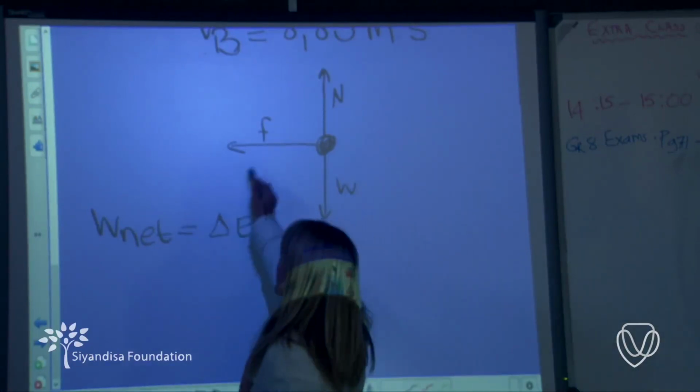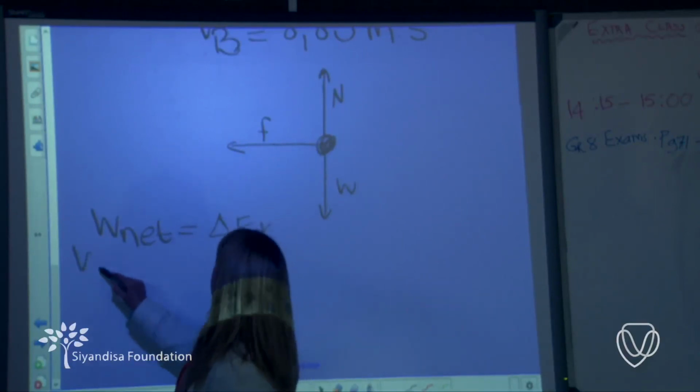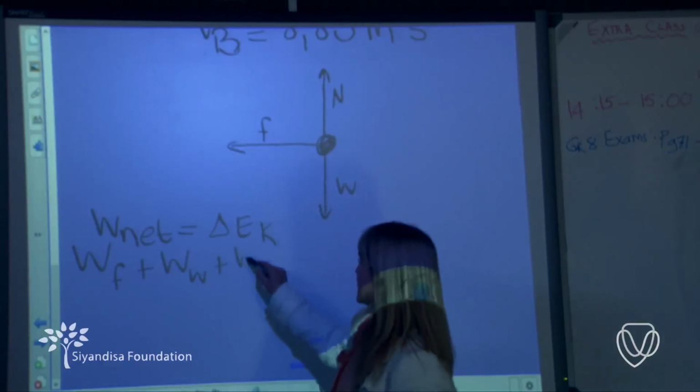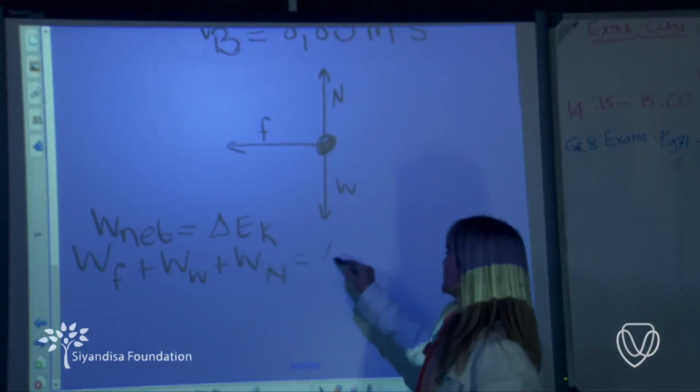All right, Wnet is going to be the work done by friction plus the work done by weight plus the work done by the normal is equal to delta Ek.